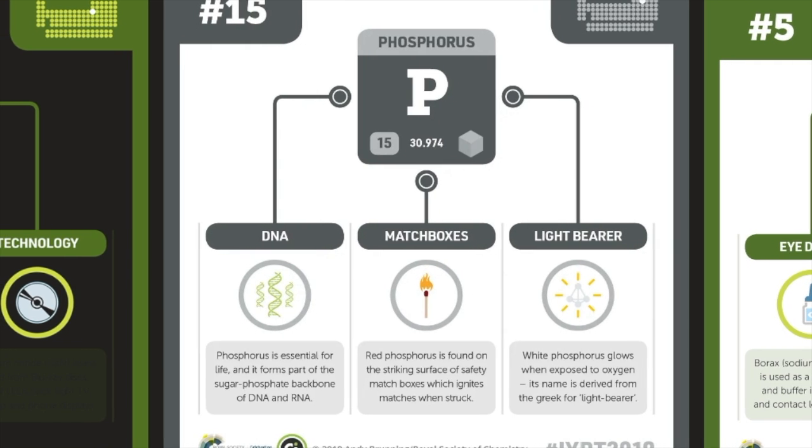Continuing on with phosphorus. Phosphorus is in DNA. Phosphorus is essential for life, and it forms part of the sugar phosphate backbone of DNA and RNA. So phosphorus matchboxes. Red phosphorus is found on the striking surface of safety matchboxes, which ignites matches when struck. So phosphorus light bearer. White phosphorus glows when exposed to oxygen. Its name is derived from the Greek for light bearer.